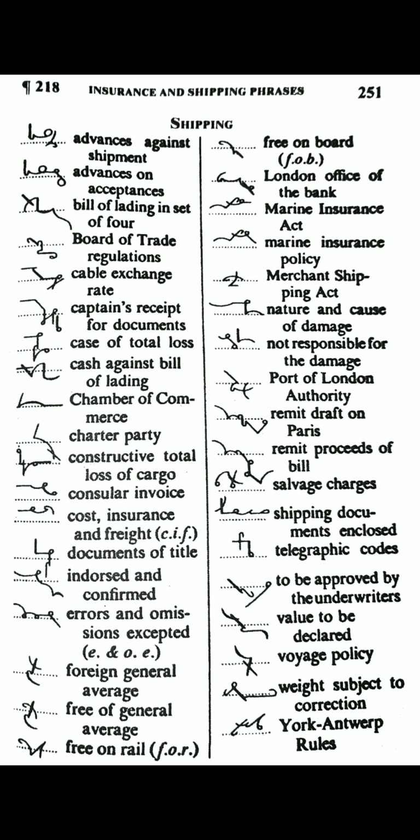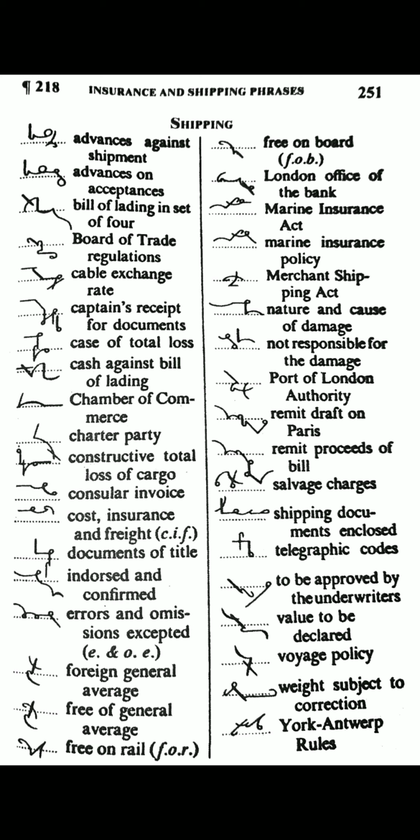Endorsed and confirmed. N doubled with a circle above the line, F downward R, and M halved thickened for confirmed. Errors and omissions accepted, short form E and OE. Downward R S circle for errors, M with S circle for omissions, K S circle with P for accepted.